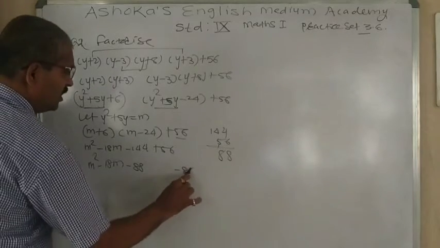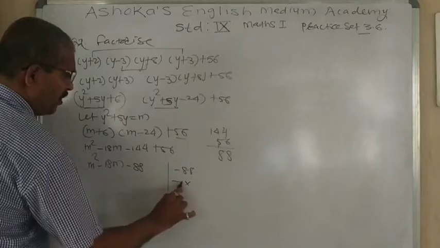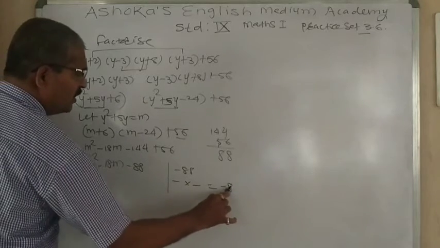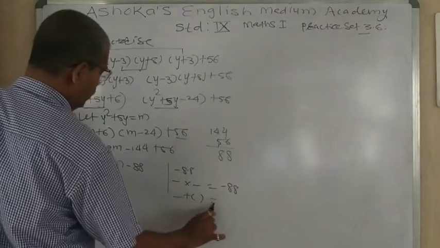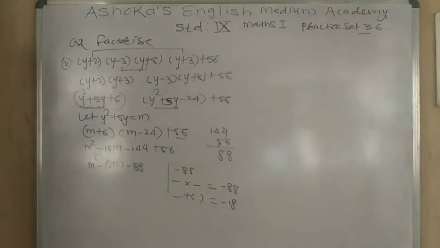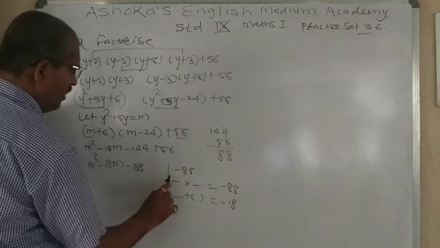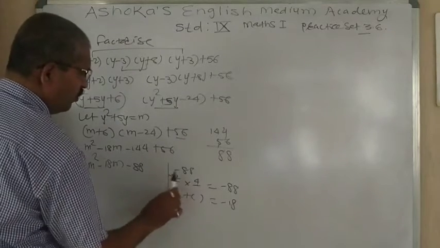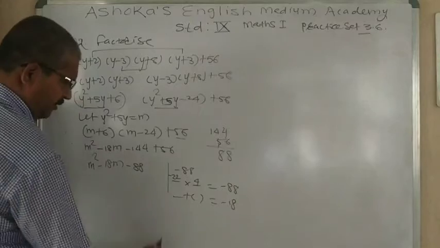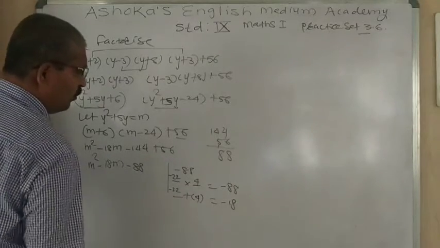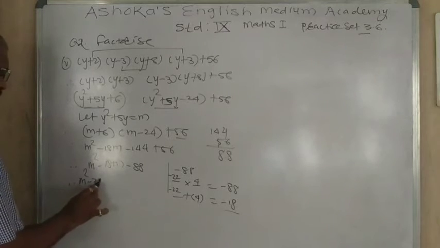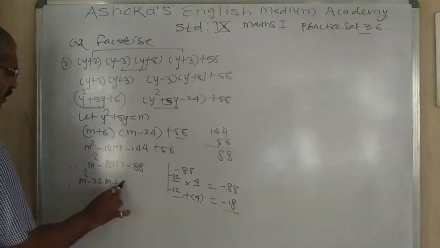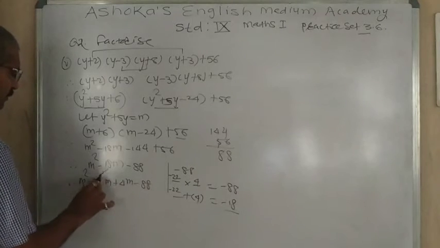Now you should split this minus 88 such that the product of the two numbers is equal to minus 88 and the sum of these two terms must be equal to minus 18. So how is that possible? Look here, I am going to take minus 22 into 4. 22 fours are minus 88. Minus 22 plus 4 means minus 18. Therefore, what is the answer? M square minus 22m plus 4m minus 88.